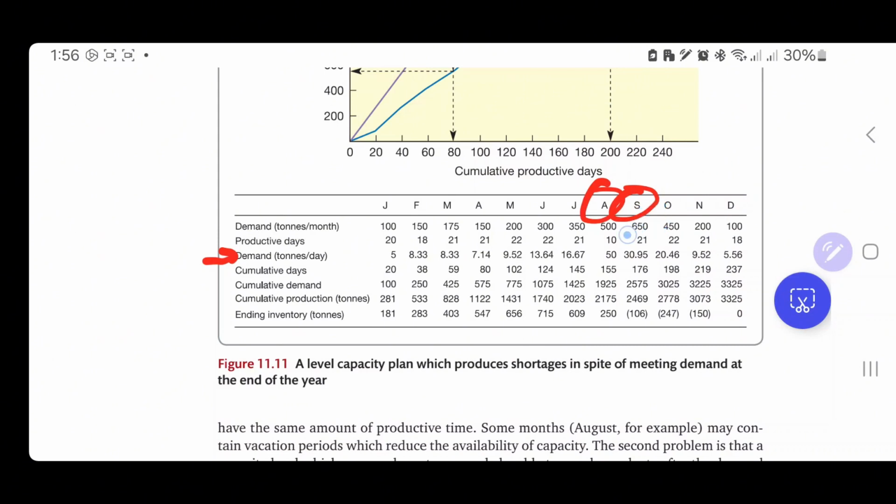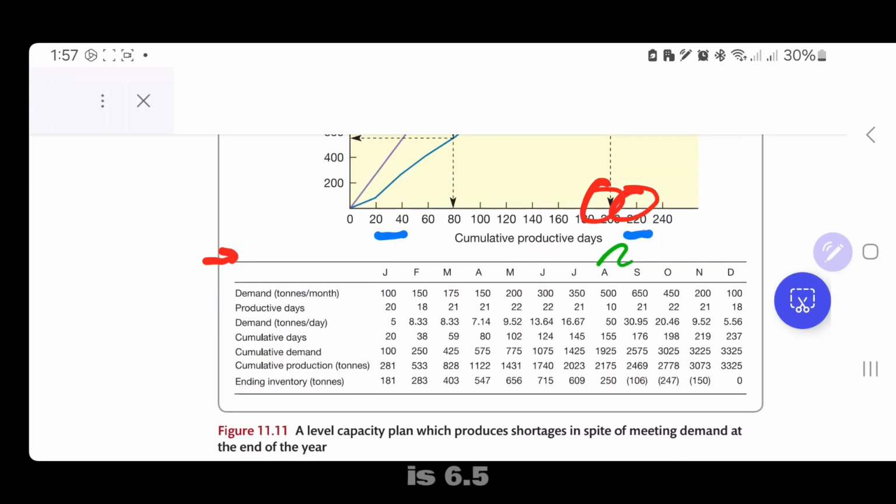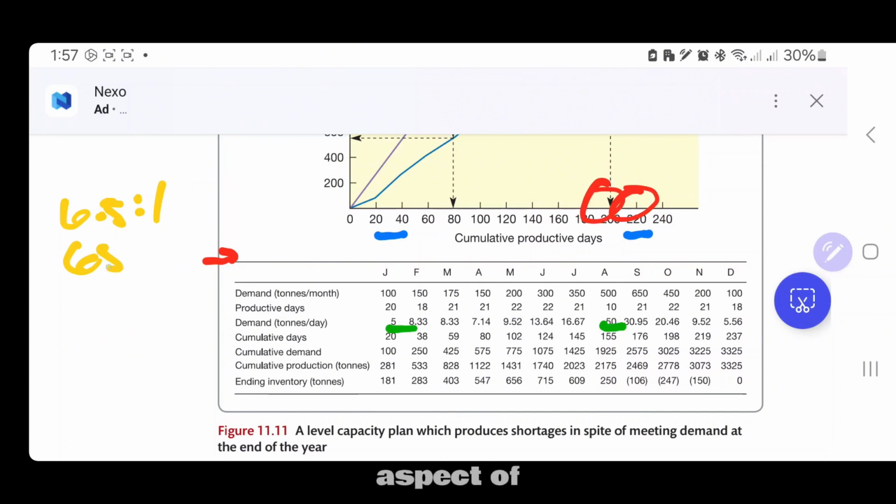Second, ups and downs in demand throughout the year are even more significant when we consider demand per day. For example, while the peak to lowest monthly demand ratio is 6.5 to 1, the ratio per productive day is 10 to 1. This matters more to operations managers because it relates to the time aspect of the capacity. Plotting capacity alongside demand on the same graph helps us to understand and evaluate whether a capacity plan will work.